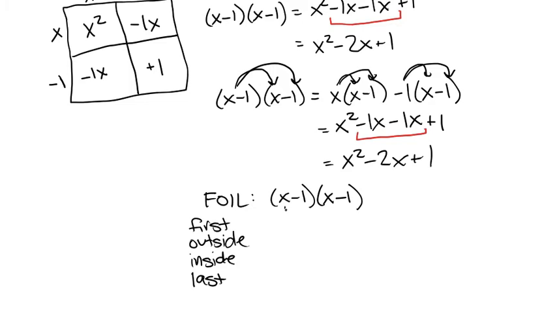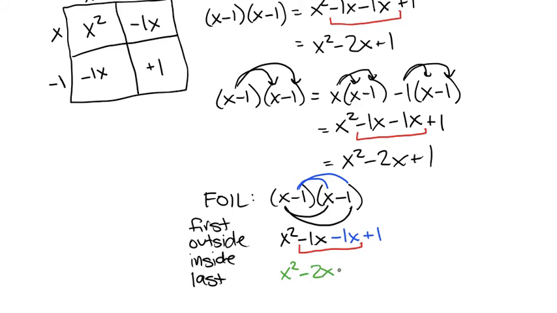So when I multiply the first 2 terms, I get x squared, x times x. When I multiply the outside terms, I get minus 1x. When I multiply the inside terms, I get minus 1x. And when I multiply the last terms, I get negative 1 times negative 1, which is plus 1. And so this gives me an overall answer, once I combine my like terms here. I'll write it in green, x squared minus 2x plus 1.